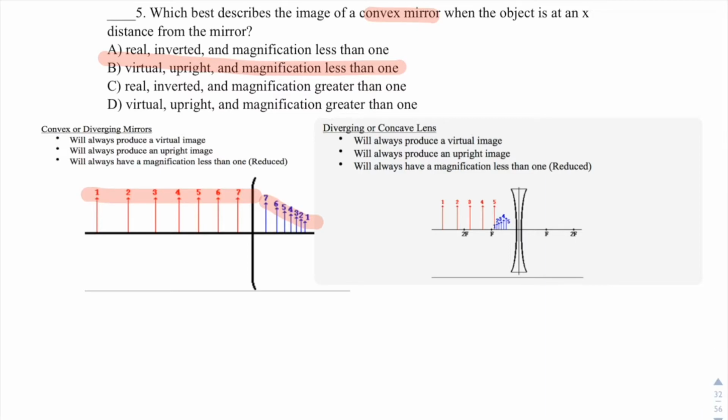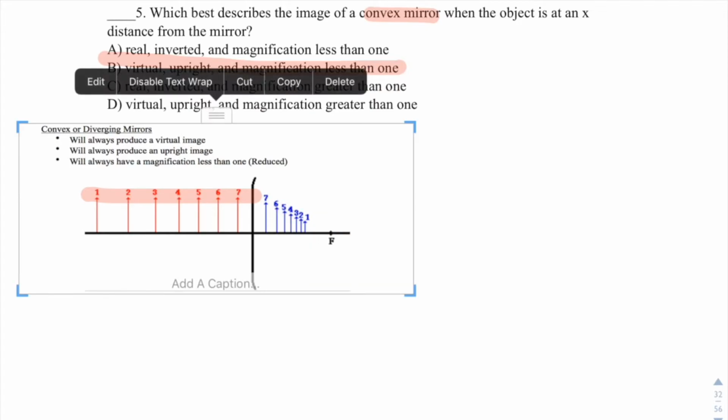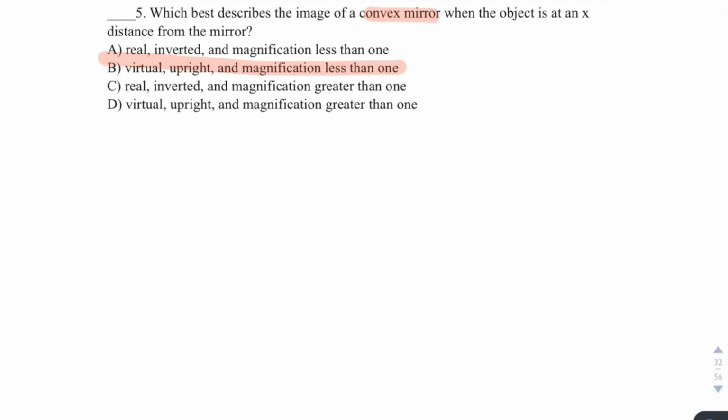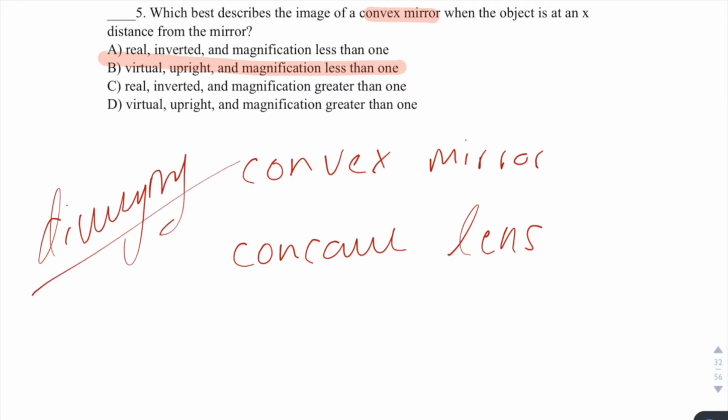So for me personally, if I remember a convex mirror, then that helps me remember all the rest, and I'll show you how. If I can just remember that the convex mirror is the one that creates the virtual, upright, and reduced image, then the opposite of convex is concave, and the opposite of mirror is lens. Then this concave lens also produces virtual, upright, and reduced images, and both are diverging.